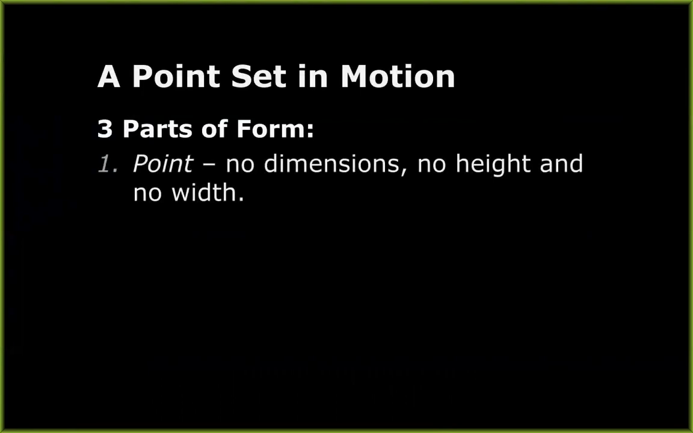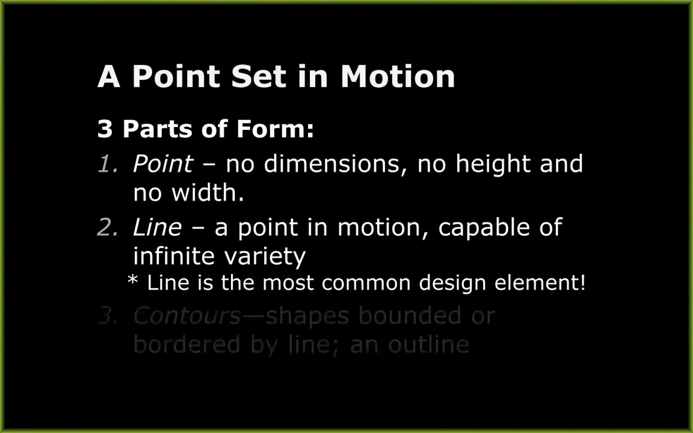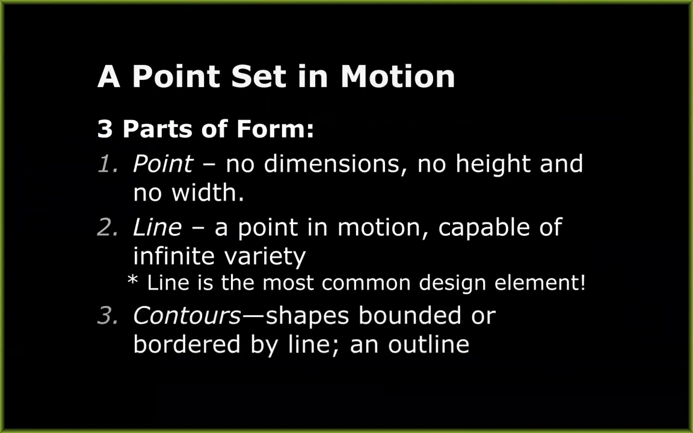So the first part is the point, and the second part is the line. So once you put a point in motion, you get a line, and there are infinite ways to draw a line or to create a line. And then lines form shapes by enclosing them or outlining them, and those give you contours. So 3 parts of a form are point, line, and contour.